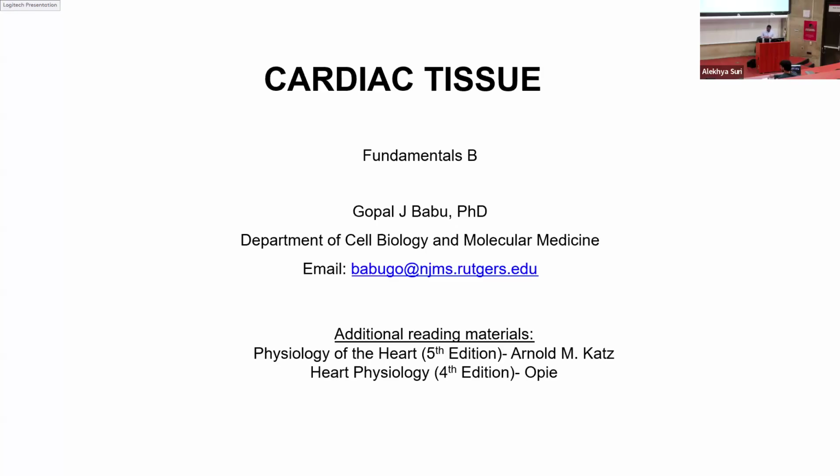And so if you want to read more about cardiac tissue, you can see the additional reading materials which are available in Physiology of the Heart or Heart Physiology. You can see some of them, not all of them, but some of them. But for exam point of view, the class notes are sufficient. You don't need to go for additional reading.